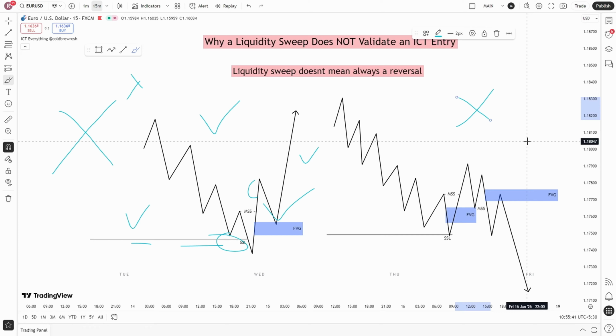The goal here is not to tell you to stop trading liquidity sweeps. The goal is to help you understand when a liquidity sweep does not validate an entry, even when your analysis looks correct on the surface. Because once you stop assuming that every liquidity sweep is an entry signal, a lot of unnecessary losses disappear. Let's break this down on the chart.